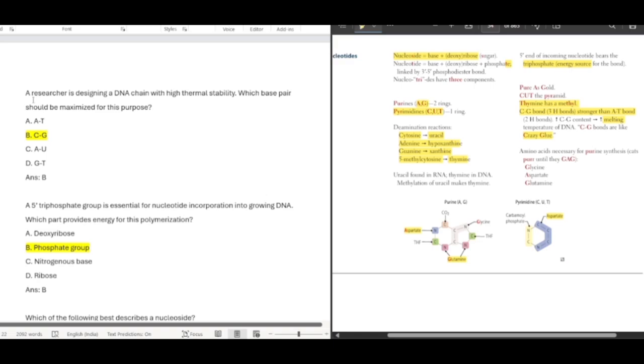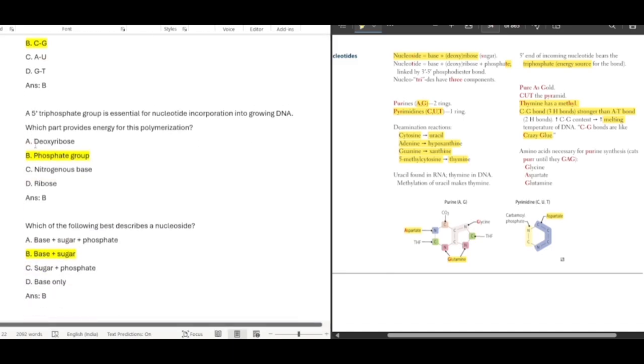Okay, so moving on to the first question: a researcher is designing a DNA chain with high thermal stability. Which base pair should be maximized for this purpose? High thermal stability indicates CG bond. Since it has three bonds and it is stronger than AT bond, it will have a higher melting temperature. You can remember it by crazy glue. Moving on to the next question.